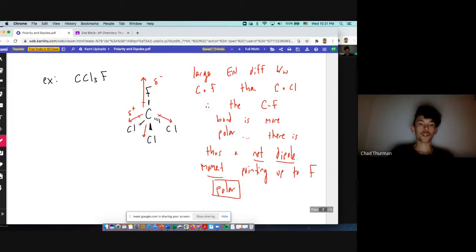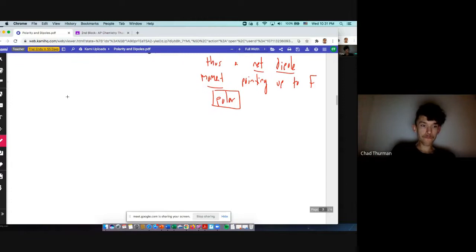So look at this molecule, see if these arrows make sense, what I'm doing, why I'm doing it. The arrows are a tool for me to try to figure out if the whole molecule is polar, if there is a net dipole moment or not. Okay, let's keep going. Let's do some more examples.